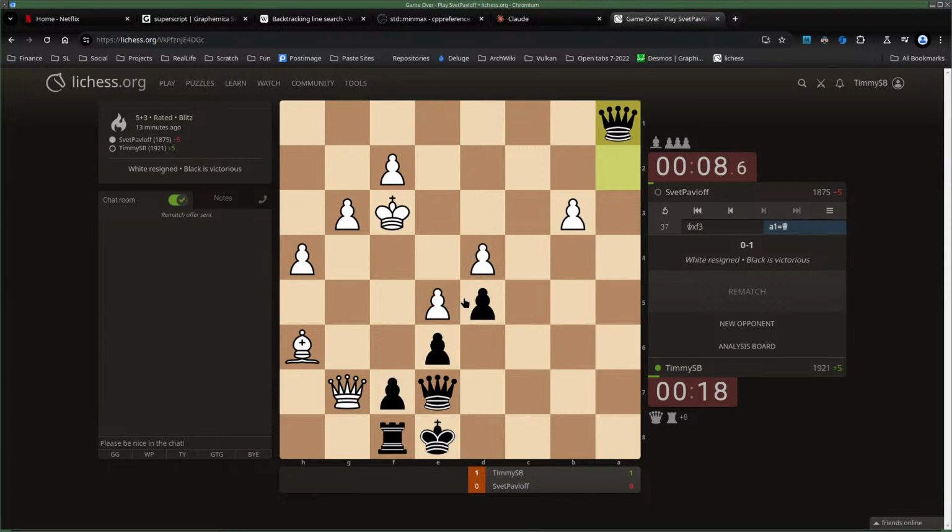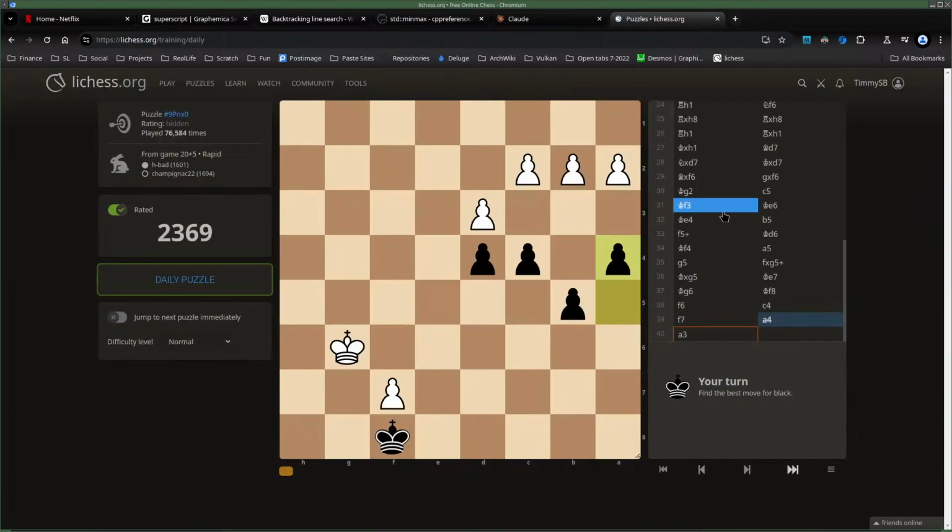Okay. Yeah, I really should go to bed. I was going to do that puzzle of the day though. Looks nice, interesting. Oh, what happens? You are black. Find the best move.